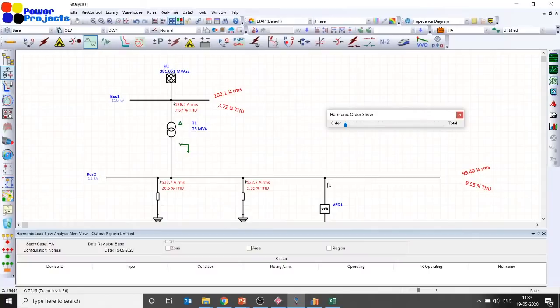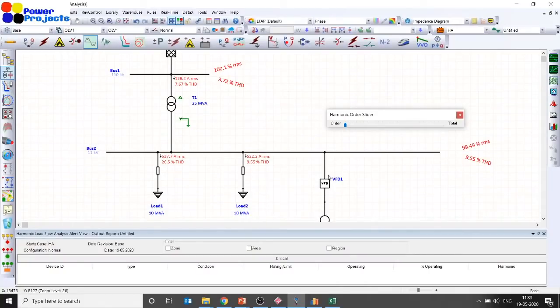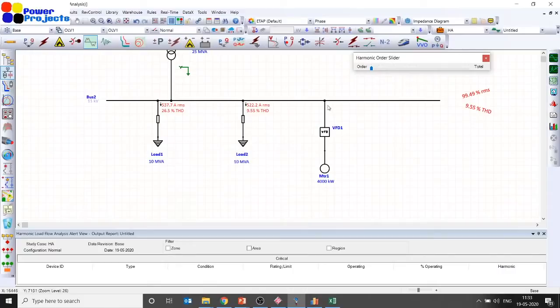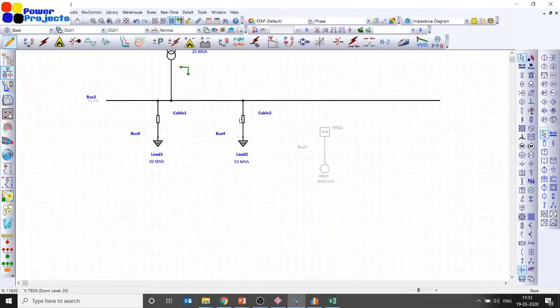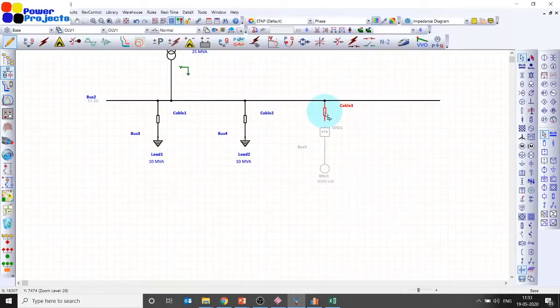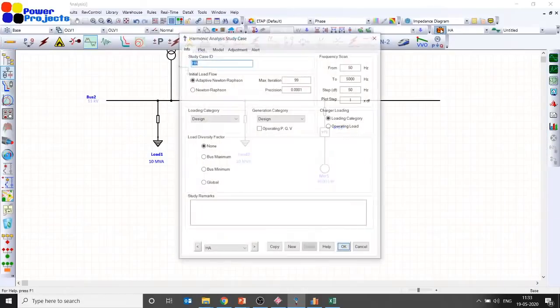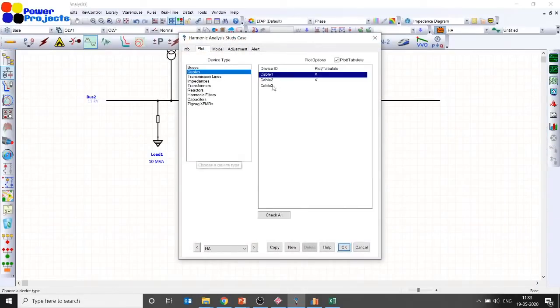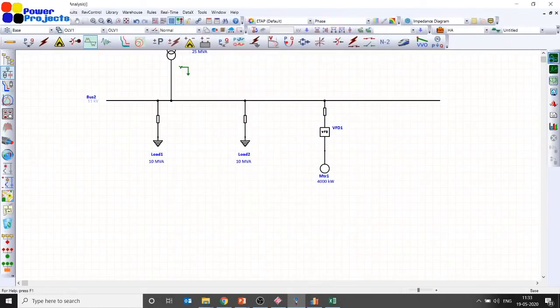Right? So here I don't think it is contributing. It's contributing, but it is not really displayed. So let me add the same cable that's available here as cable 2. Let me add a cable 3. Yes, and probably let me go to the harmonic analysis and let me plot cable 3 as well, right?